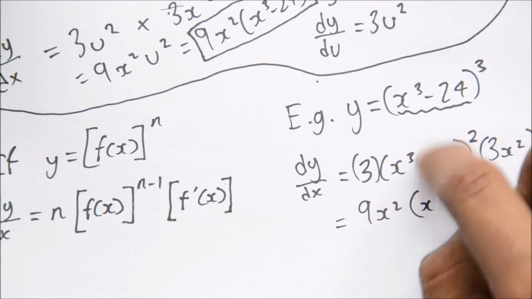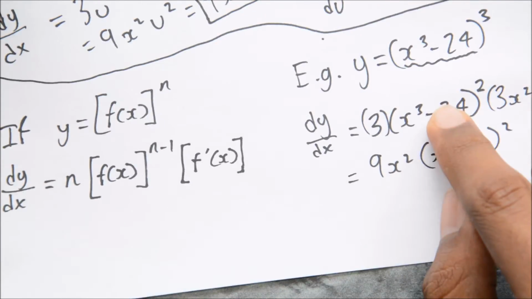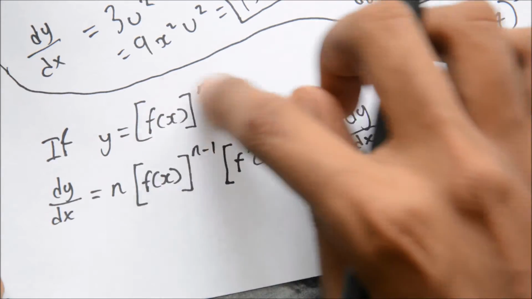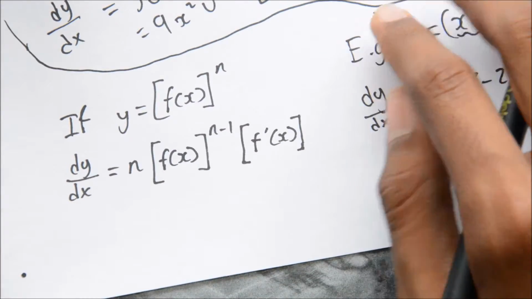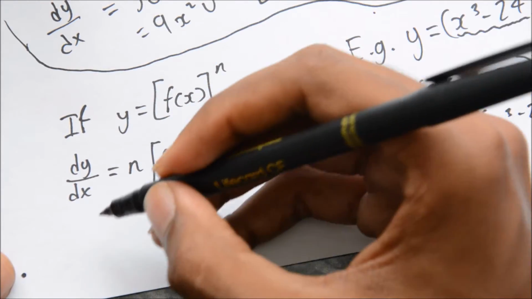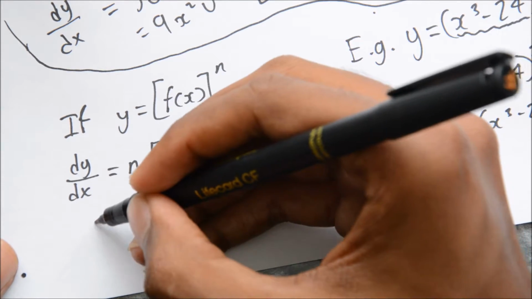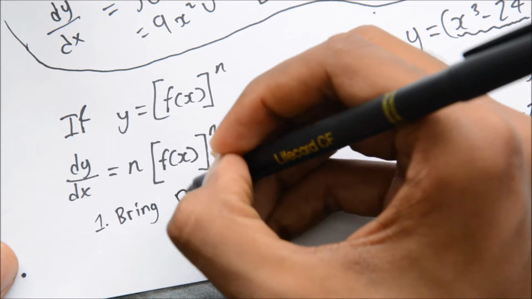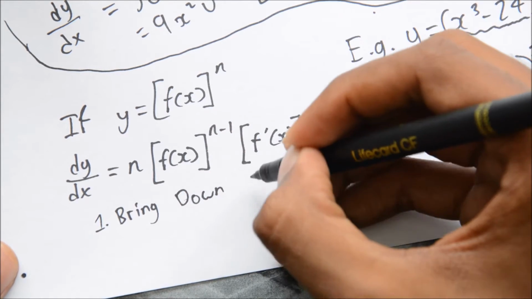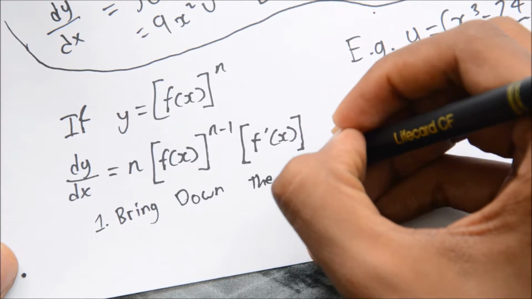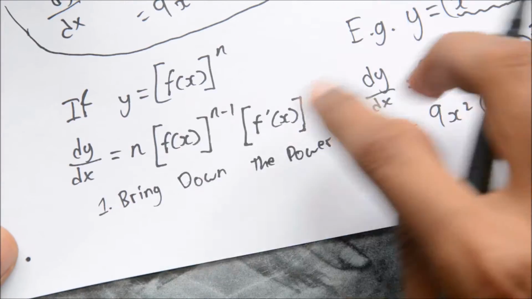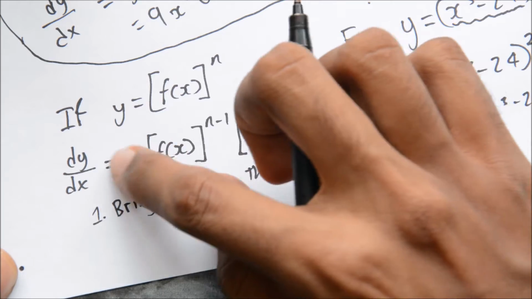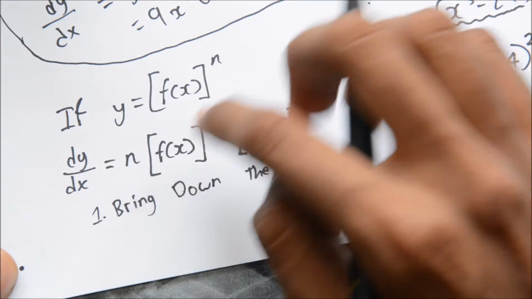As you can see, this method is really short and quick and pretty simple to learn as well. Obviously it's not in the formula book, so one way I like to remember it is 3 simple steps. Number 1, bring down the power. That's the first thing you should do. You bring down the power. So you have an n here, you're bringing down the power into the front. So you have n, you bring it down.